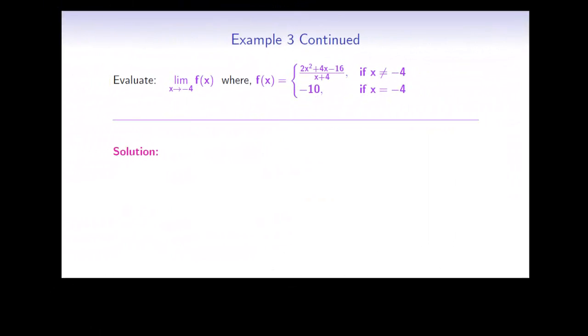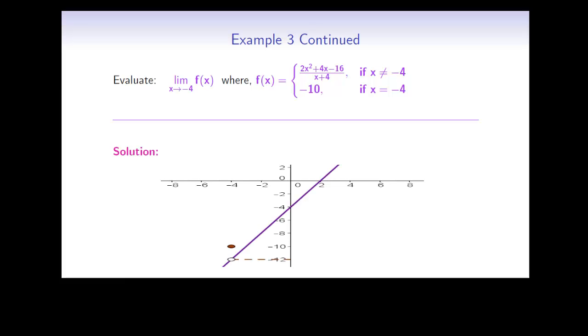Before moving on to the next example, let's have a look at the graph of this function. We've just calculated that the limit is equal to negative 12. It's not equal to negative 10. This is because the limit deals with what happens when x is near negative 4. It doesn't matter what happens when x is actually equal to negative 4.